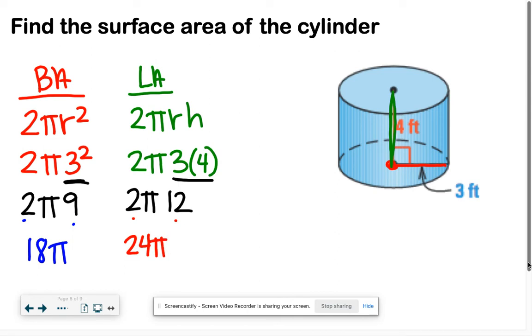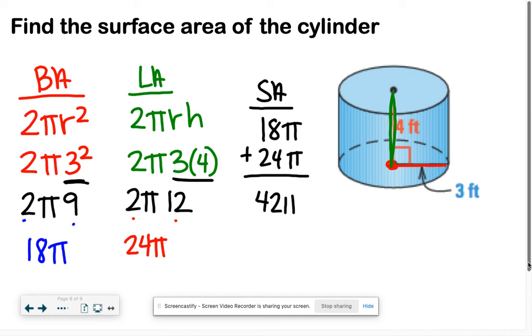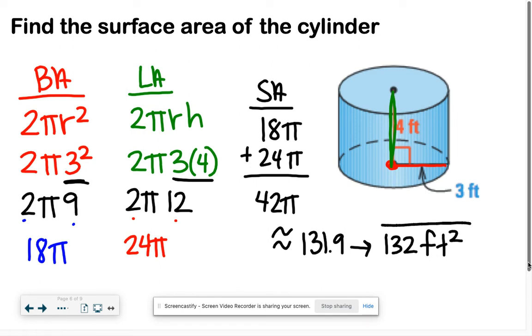So now we know our surface area is when we add our base area and lateral area together. So surface area, I'm going to have 18 pi plus 24 pi for a total of 42 pi. And now you can in your calculator take 42 times 3.14, or if you know where the pi button is, hit 42 pi. Either way, your answer should be about 131.9-ish, or we could go to the nearest whole number, 132 feet squared.